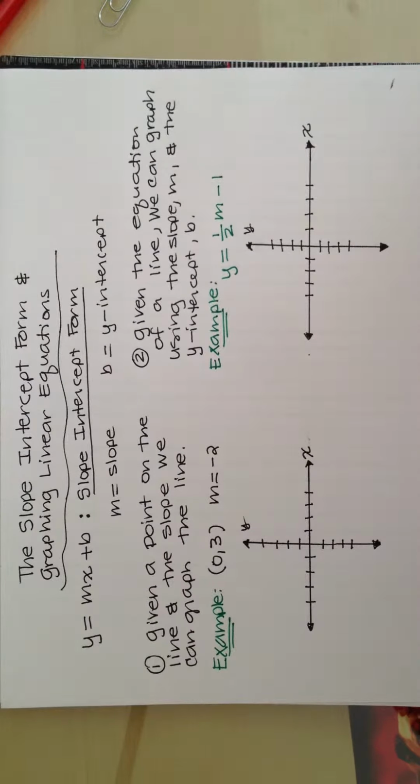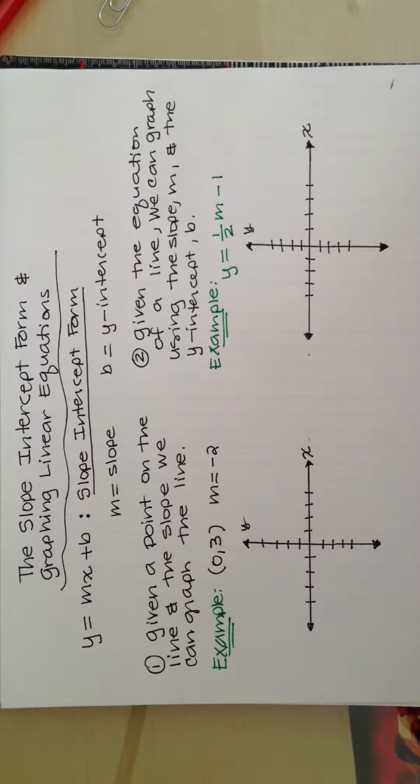Slope-intercept form and graphing linear equations. A very good equation to make sure you memorize is y = mx + b, which is called slope-intercept form. We know that m represents the slope and b represents the y-intercept. The y-intercept is the point where your graph crosses the y-axis.